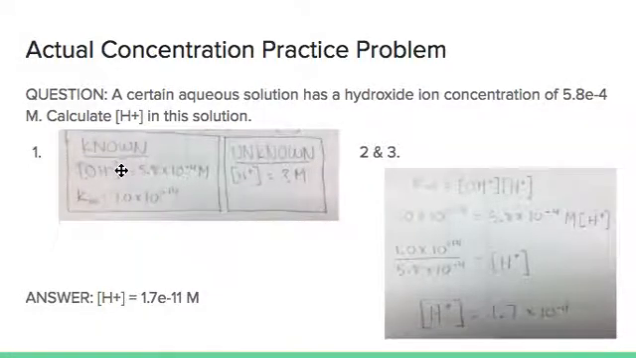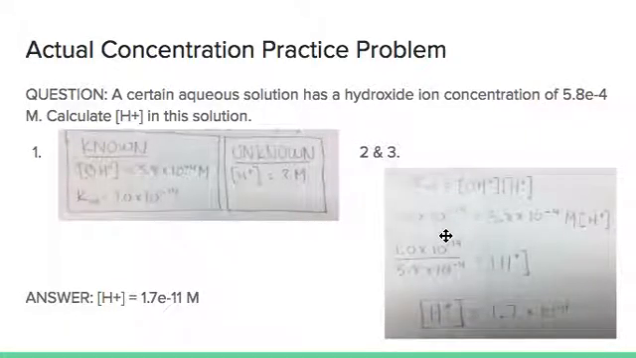So step 1, find the known and unknown. We know that the hydroxide ion is 5.8 times 10 to the negative 4, and that is shown under the known. And then Kw is the constant, and that's the 1.0 times 10 to the negative 14th. And then our unknown is the hydrogen, and so we just leave that as a variable, or just like a question mark.